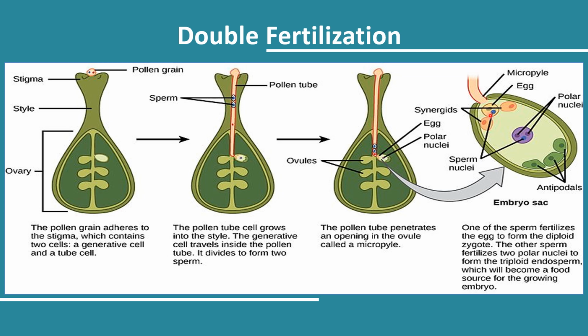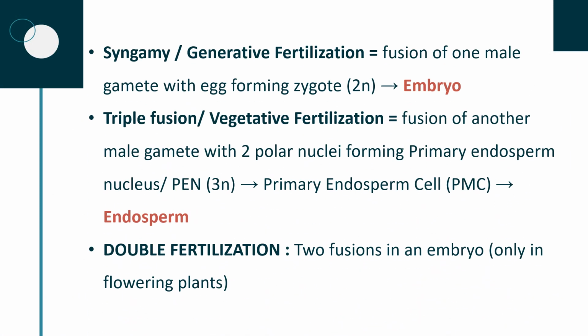One male gamete moves toward the egg cell and fuses with its nucleus to form a diploid zygote. The other male nucleus will reach the central cell and fuse with the two polar nuclei to form triploid endosperm. There are two events taking place in this process.